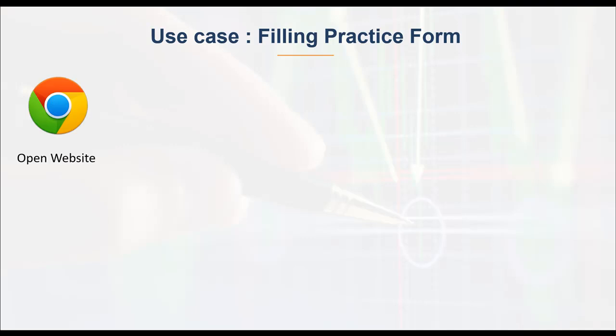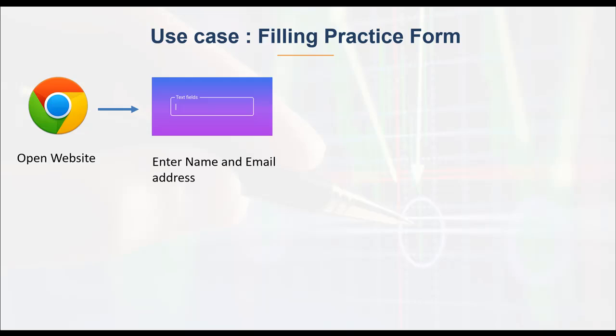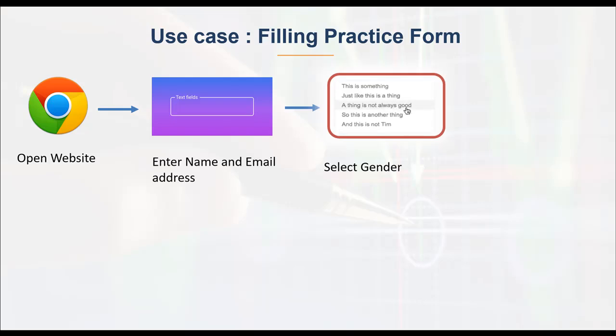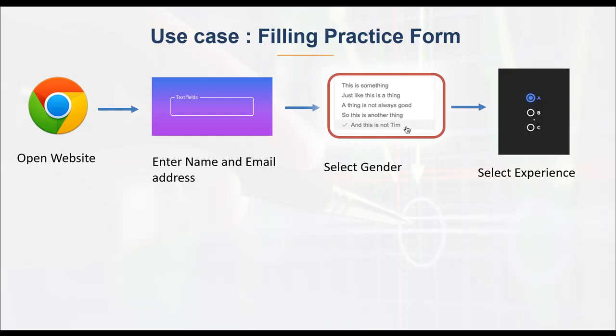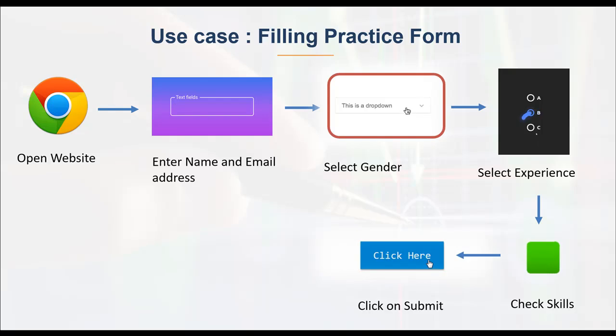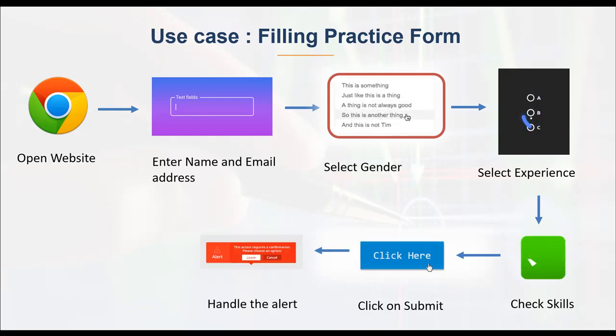So to begin, we will open a website using Google Chrome browser. Next, we will put input details such as name and email address. Then we will select the gender from a drop-down list. We will select the years of experience from set of radio buttons and check the appropriate checkboxes for specifying skills. Finally, we will click on submit button and we will handle the alert. Now let's have a look at the website.